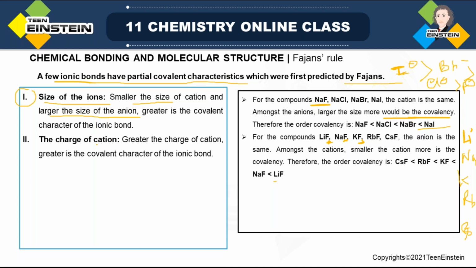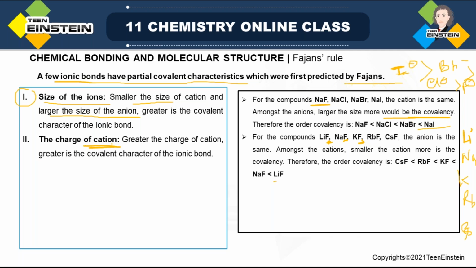The next point is the charge of the cation. Now this point is solely based on the cation. We are not discussing anything about the anion. In the first point there was mention of both, but now just focus on the cation. What is the charge present in the cation?